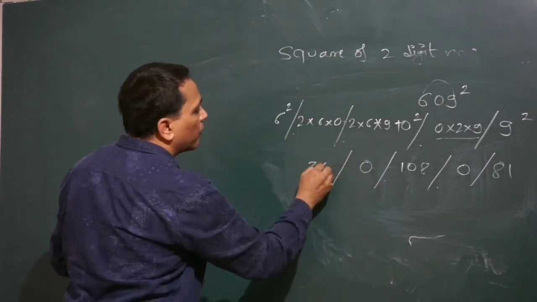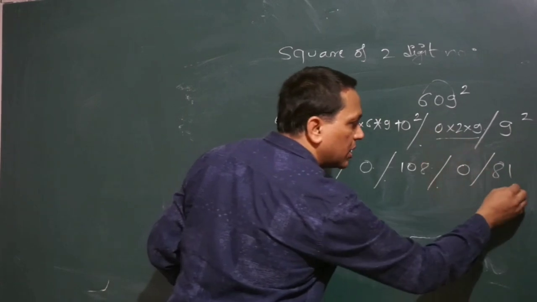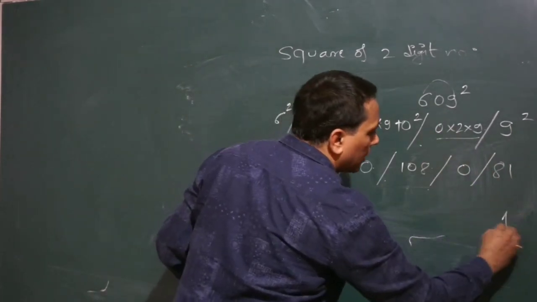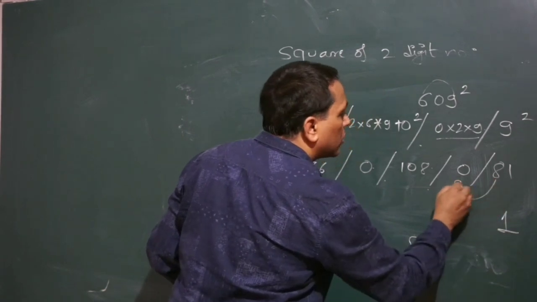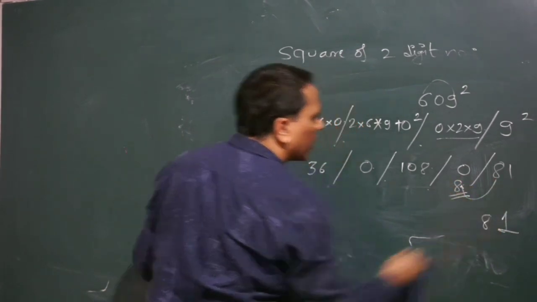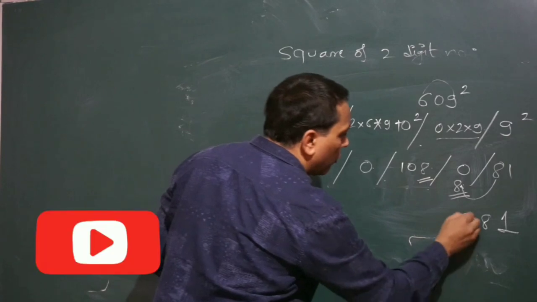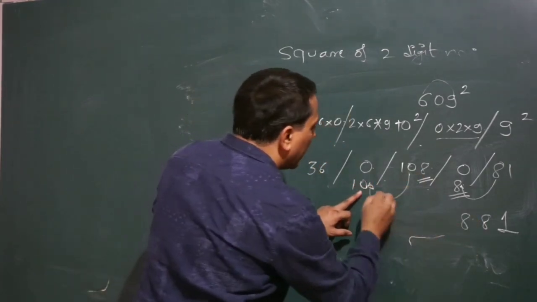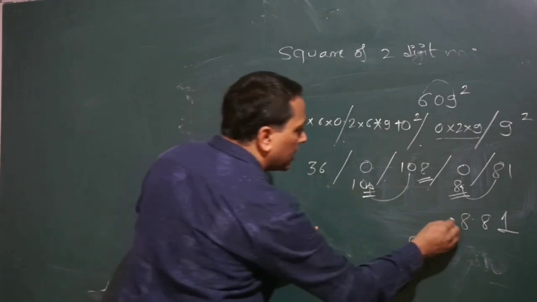6 square is 36. We need only one digit from all the parts except the first one. So we write 1 in the answer. 8 is added to this part. This becomes 8. We take 8 from this part. 10 is added to this part. So this becomes 10. We write 0 here.